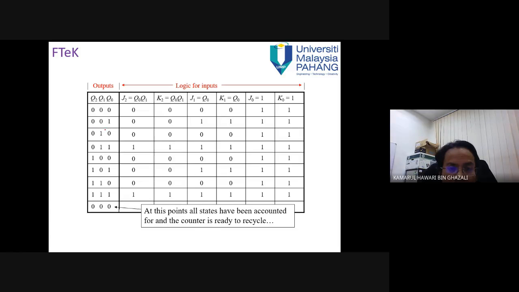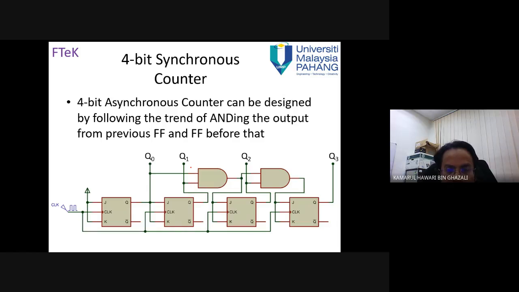For the output 0, 0, 1, J2, K2 is 0, 0, J1, K1 is 1, 1, which is a toggle, right? J0, K0 is toggle 0 to 1. So on and so forth. At this point, all states have been counted for, and the counter is ready to recycle.